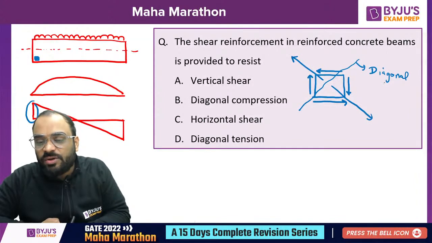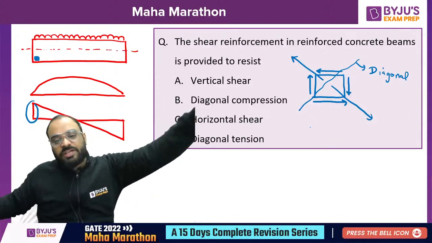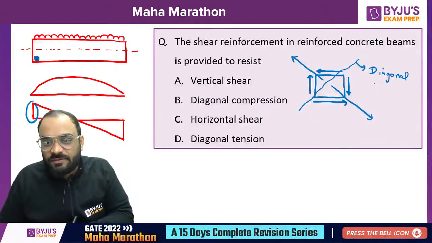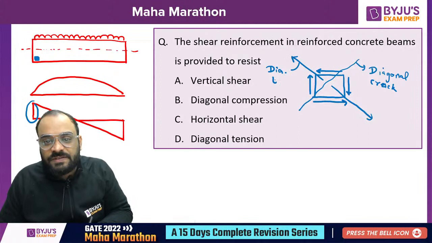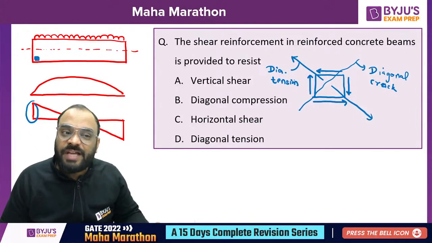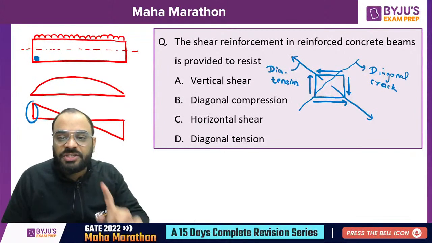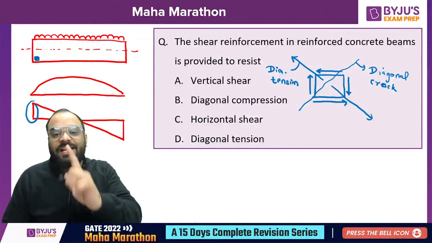And why is it a diagonal crack? Because we have a diagonal tension in this case. This one is diagonal tension. Clear? So that's why, guys, we need to provide the shear reinforcement so that it can take the diagonal tension.